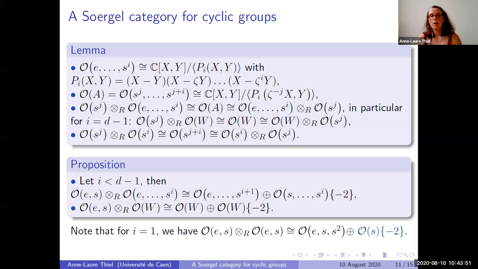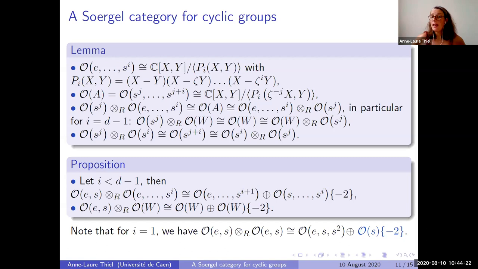I just want to rewrite the first isomorphism of this proposition in a very particular case, when i equals one. Meaning I just take the square tensor of my generating bimodule O of E_S. What I get is O of E_S squared and the bimodule O of S shifted by minus two. And the bimodule O of S is my twisted bimodule R_S.